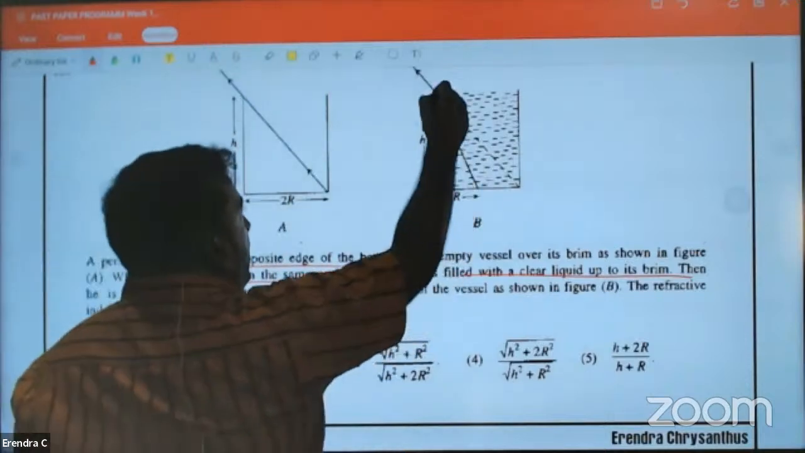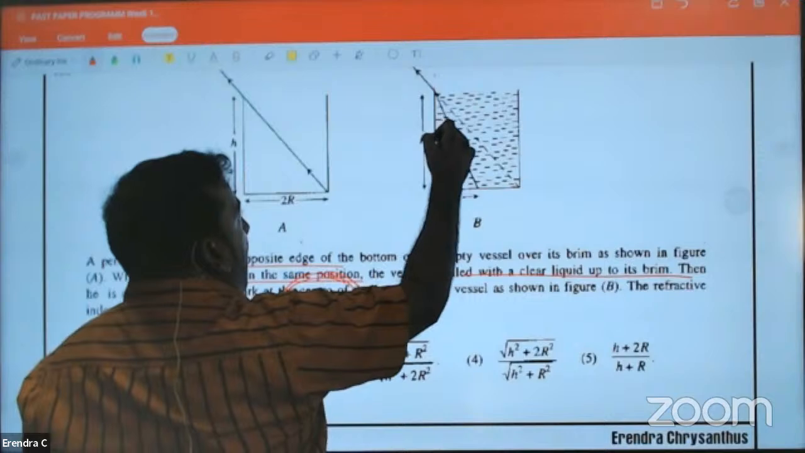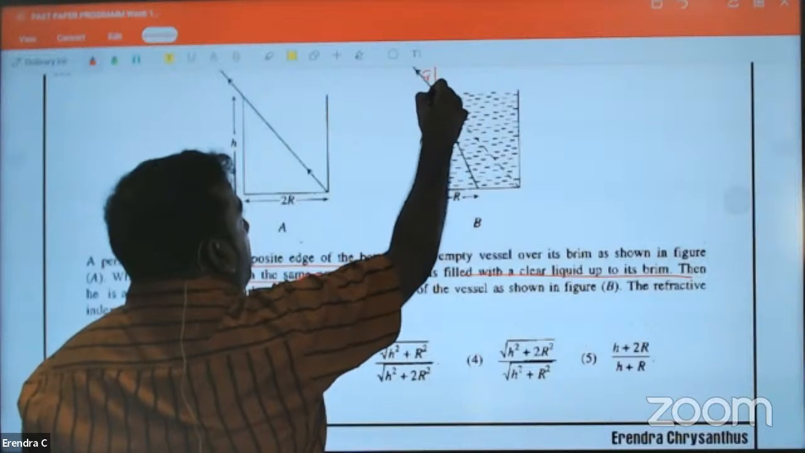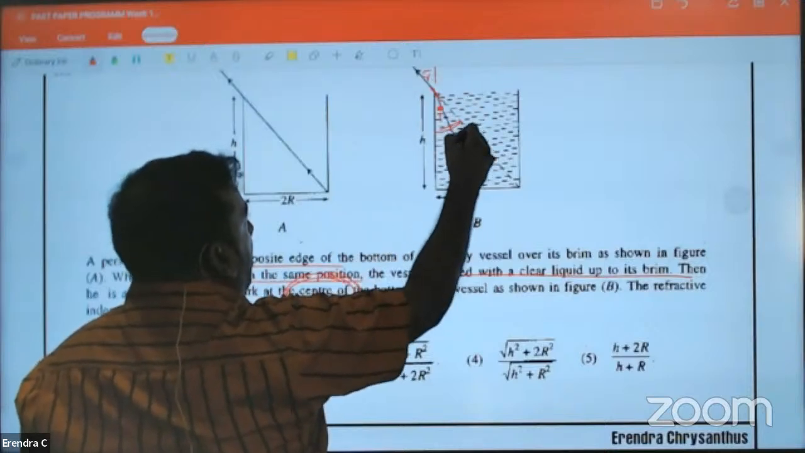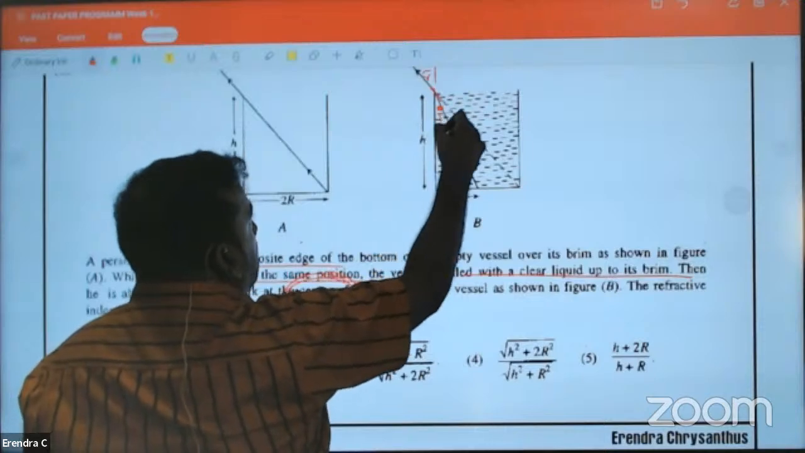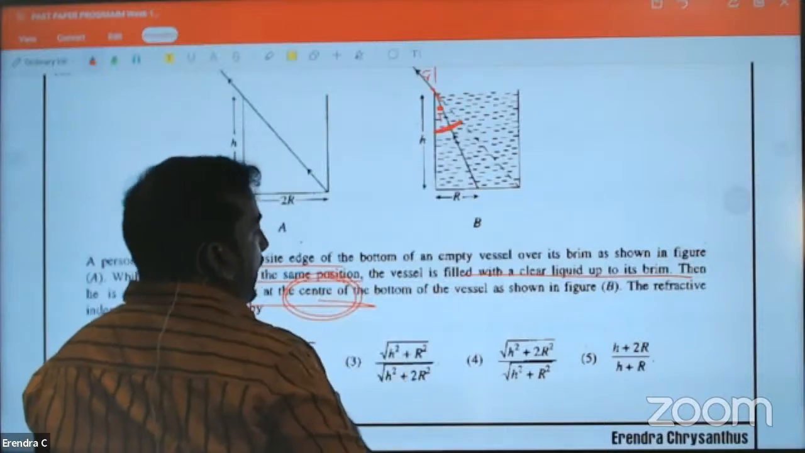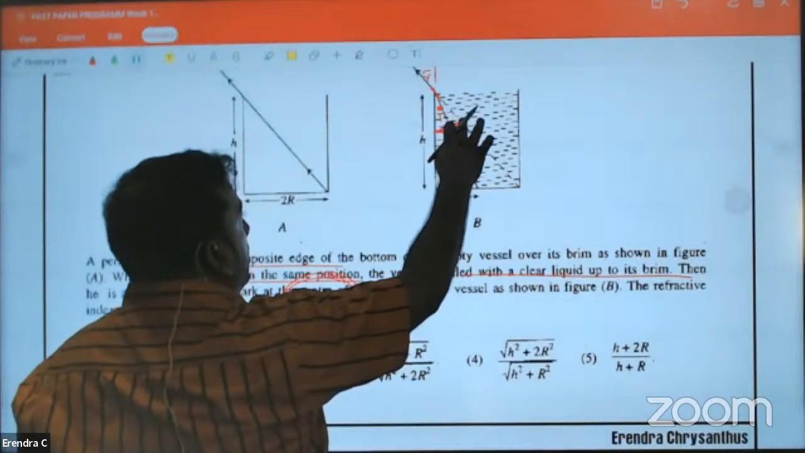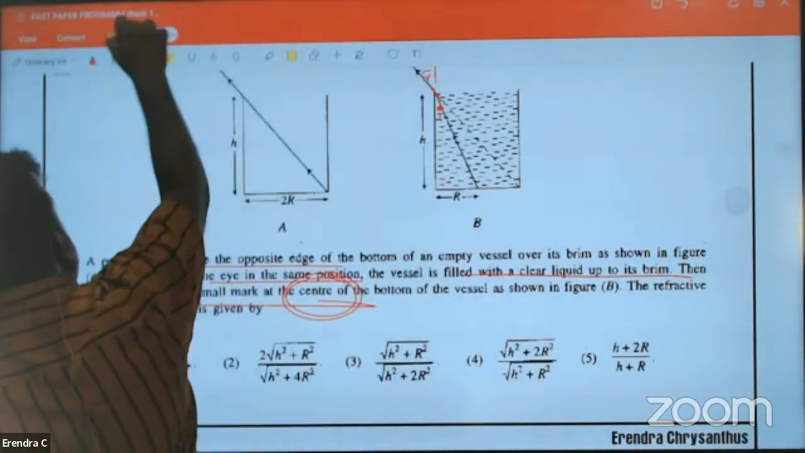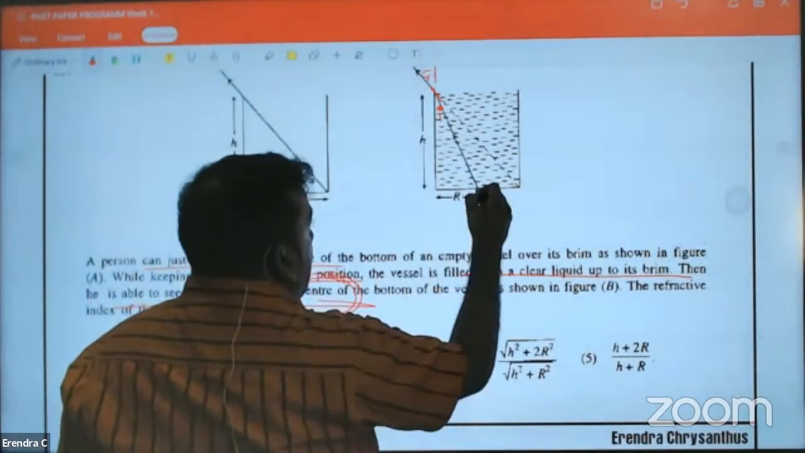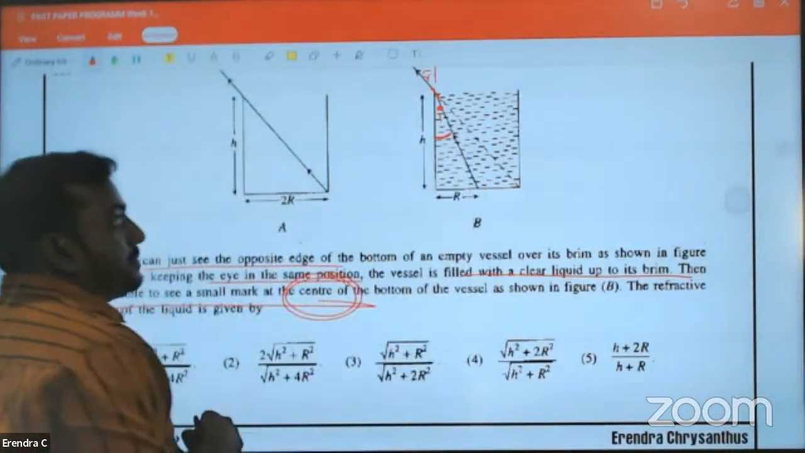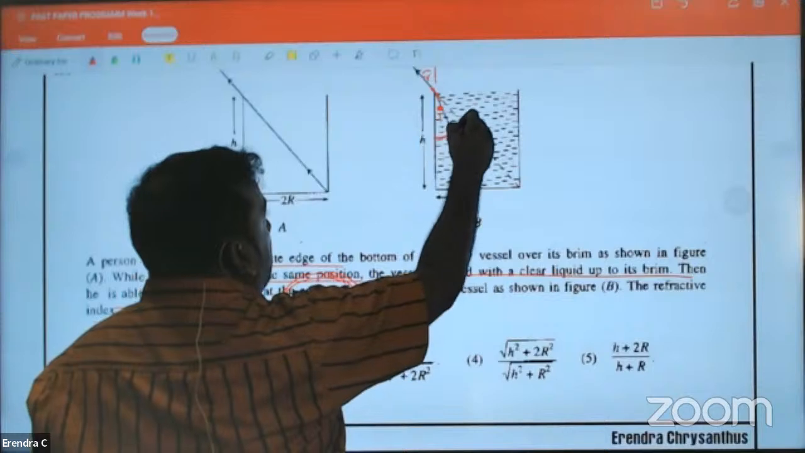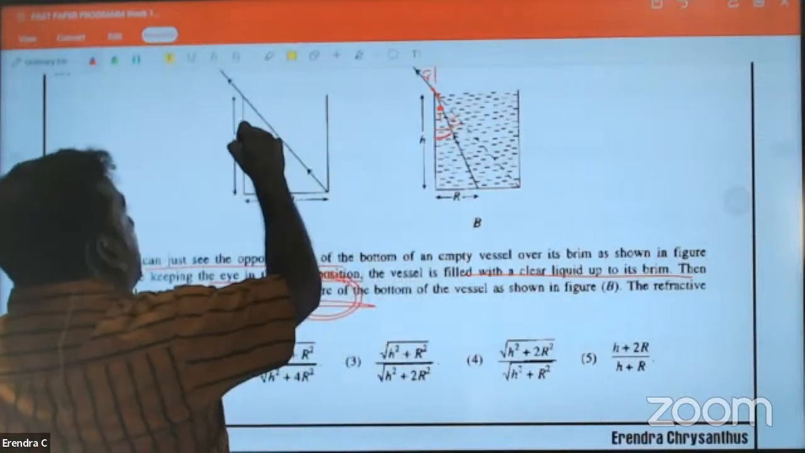Light rays are coming in. Normal here, normal here. The angle of incidence is I, the angle of refraction is R. Taking the vertically opposite angle, here is the normal, and this is your angle of incidence. I can see the center, so light rays are coming from the center. This is I. If that is R, vertically opposite, then this whole thing is R.